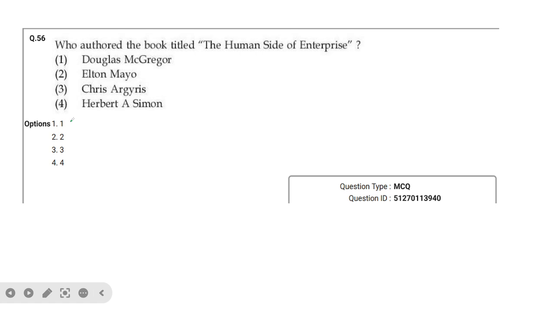Question number 56 is: who authored the book titled The Human Side of Enterprise? Douglas MacGregor, Elton Mayo, Chris Argyris, Herbert A. Simon. So the answer is Douglas MacGregor, option 1.